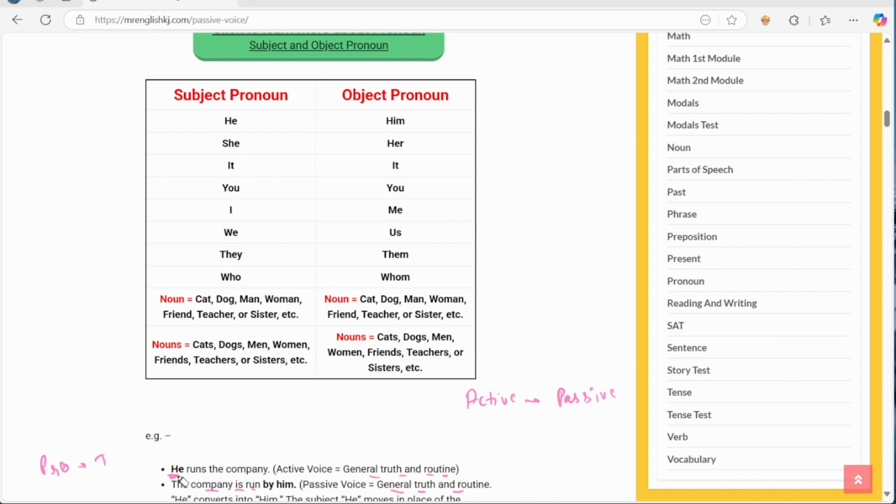In the company is run, you are not giving any importance to any subject. You are totally ignoring the subject if you don't mention it. If you are mentioning the subject, you are mentioning it at the end, which makes clear that you are not giving the subject that much importance. Meaning will be the same. He runs the company and the company is run. Both are the same. Remember that.